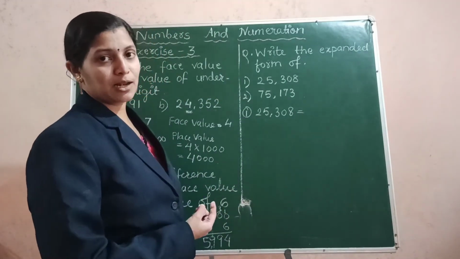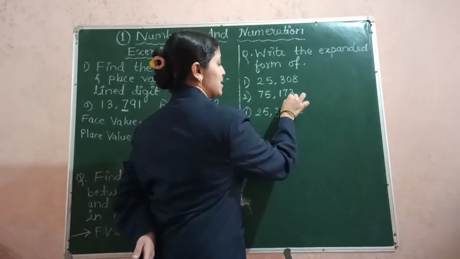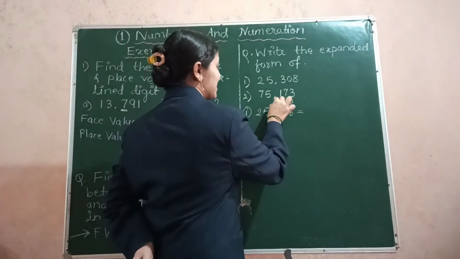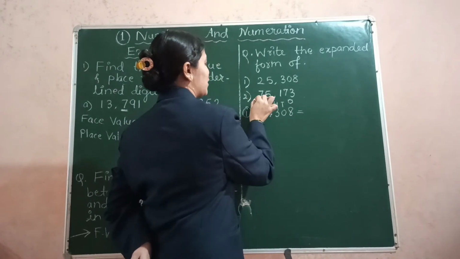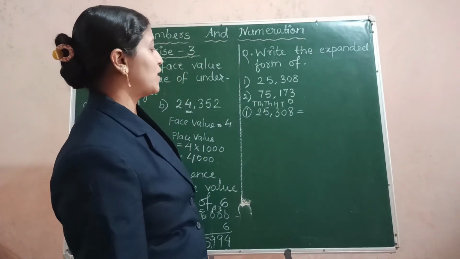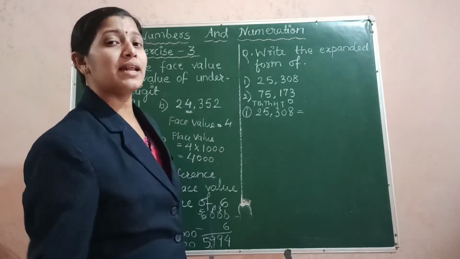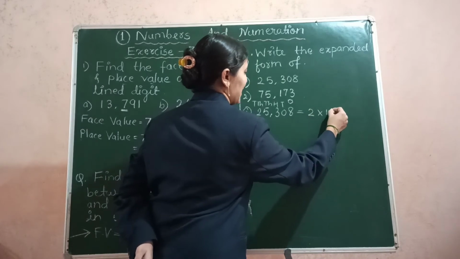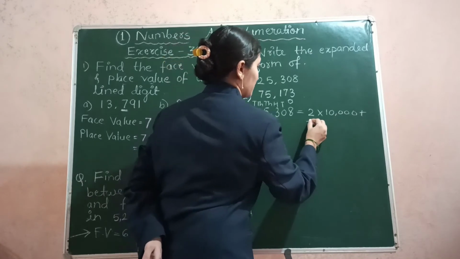So first let us see their place values. 8 is in ones place. 0 is in tens place. 3 is in hundreds place. 5 is in thousands place. And 2 is in 10,000s place. So when we find the expanded form, we have to multiply according to their place values. So 2 has to be multiplied by 10,000 plus we will write 5.